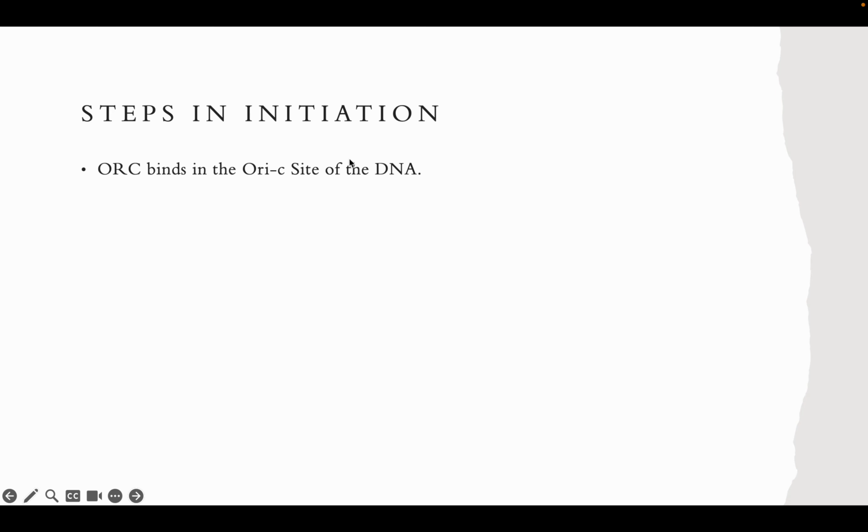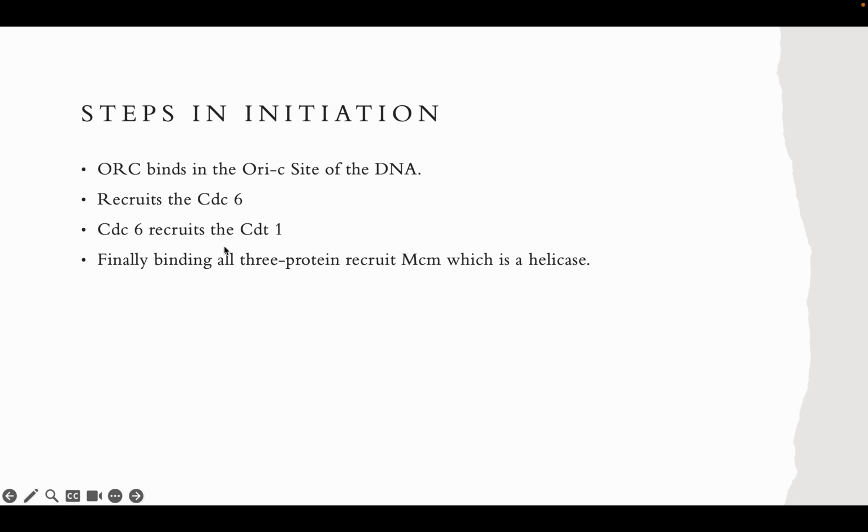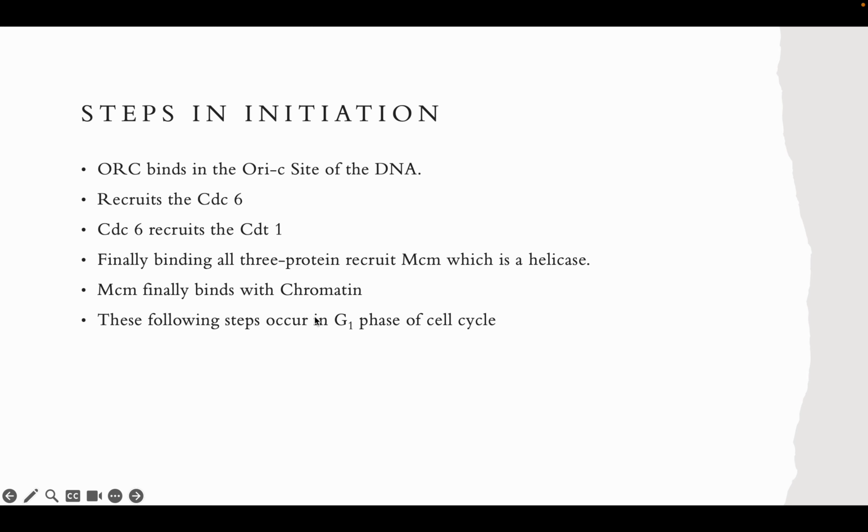As I have talked about the ORC, it binds at the ORI site of the DNA, and then it recruits CDC6, and then CDC6 recruits CDT1, both of which are important for recruiting the MCM complex, which is a helicase that helps in separating both strands. And then MCM finally binds with the chromatin, and all these stages occur in the G1 phase.